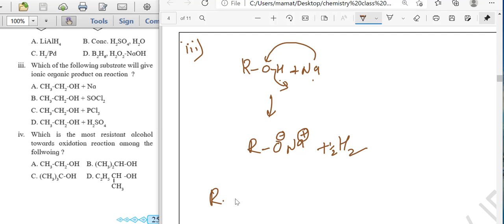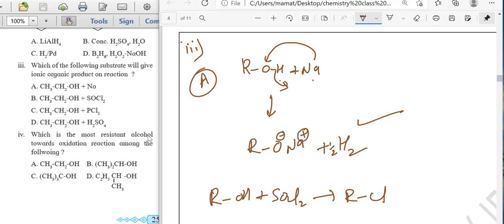ROH plus SOCl2 is giving RCl. There is no ionic compound here. Ionic compound is there. That means A is the answer. Okay. Next, PCl5. PCl5 may be same. PCl5 also, RCl only we are getting. In case of concentrated H2SO4, we will get alkene. Okay. So answer A. Next.